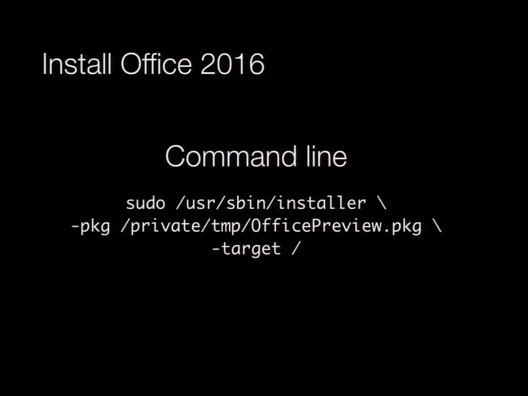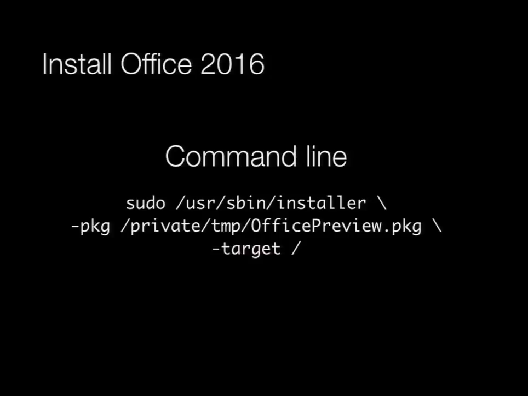Command line installation for Office 2016 works for the most part like it did for Office 2011. Please use this method for installing Office rather than manually installing it and then repackaging. Microsoft won't support repackaging, and it's not a clean way of doing things. For this to work, you have to have the installer package copied to a Mac. In this case, I've copied it to the Office Preview. I've copied this right here to Private Temp.